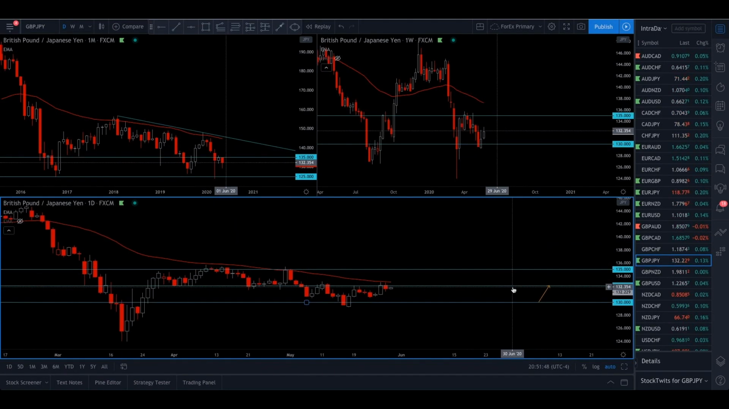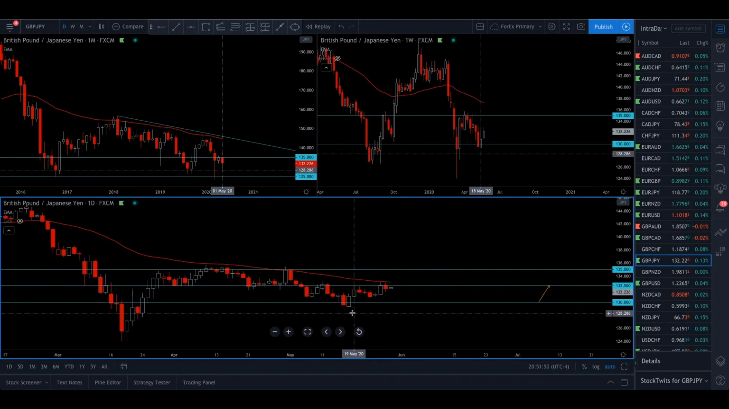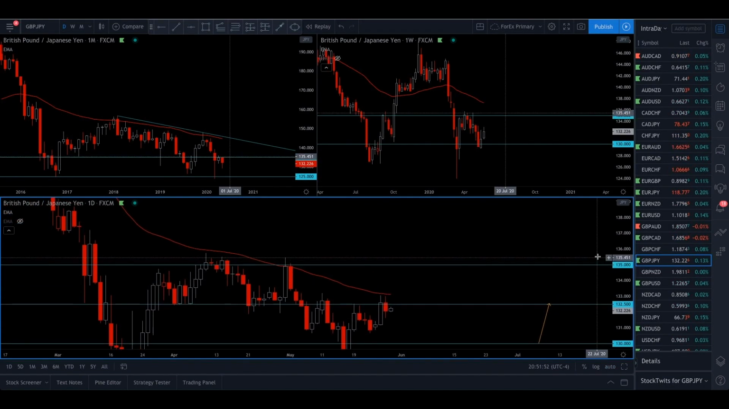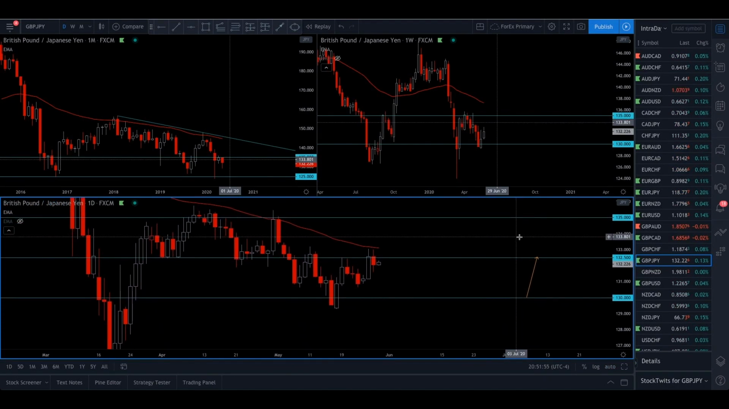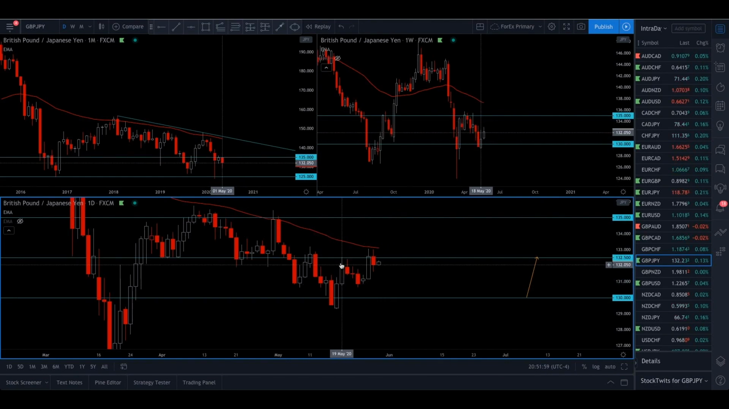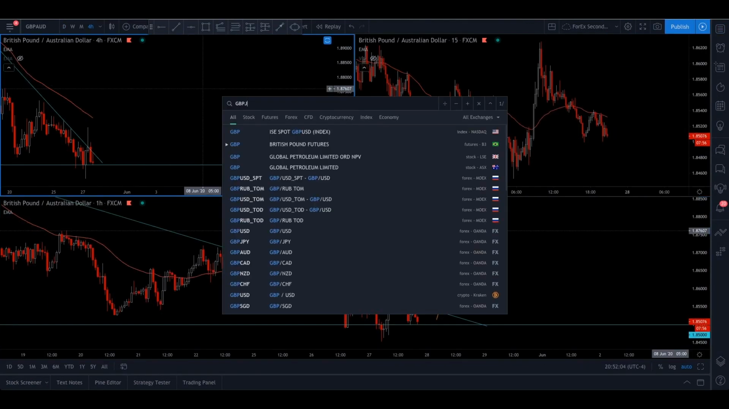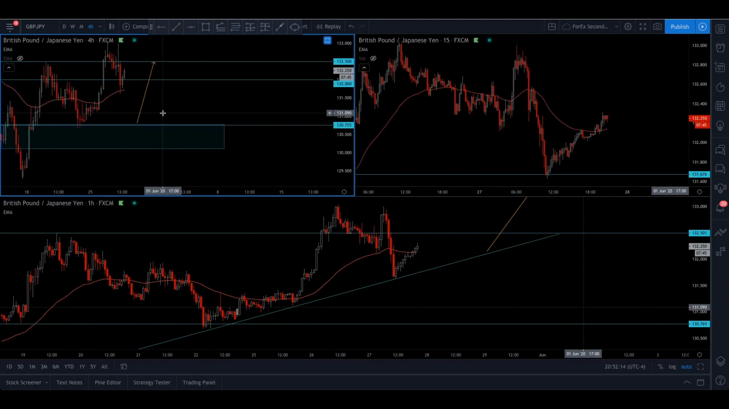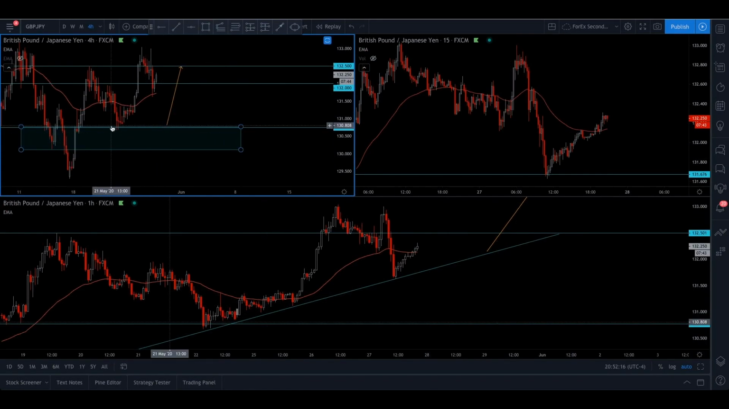Pound yen, this was a pair I was looking at from support resistance of 130, looking to take it to the upside to 132.5. My prediction ended up working out, but the play itself wasn't there. So you can see we hit this intraday level.